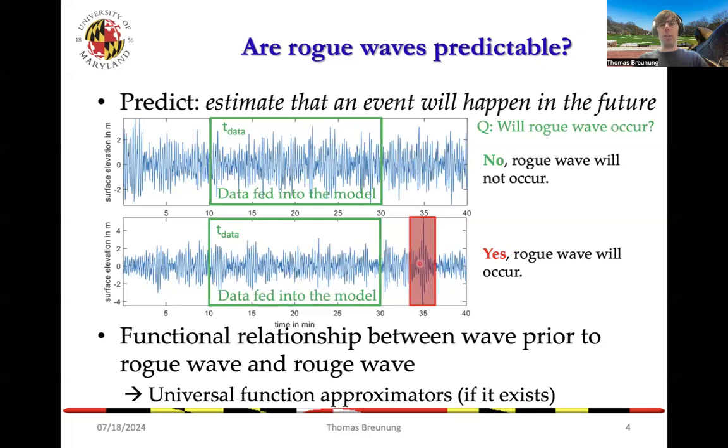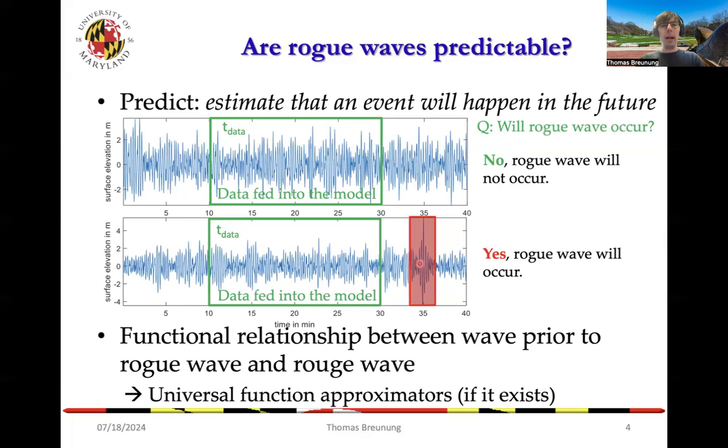And if this functional relationship exists, we can approximate it with a universal function approximator, for example, neural networks. And that's what we are going to do in the next couple of slides. We are now following two questions. The first one is very fundamental: are rogue waves predictable? And the second one is very practical: we just want to predict rogue waves, so as to issue some sort of warning system for actual operations on the ocean.